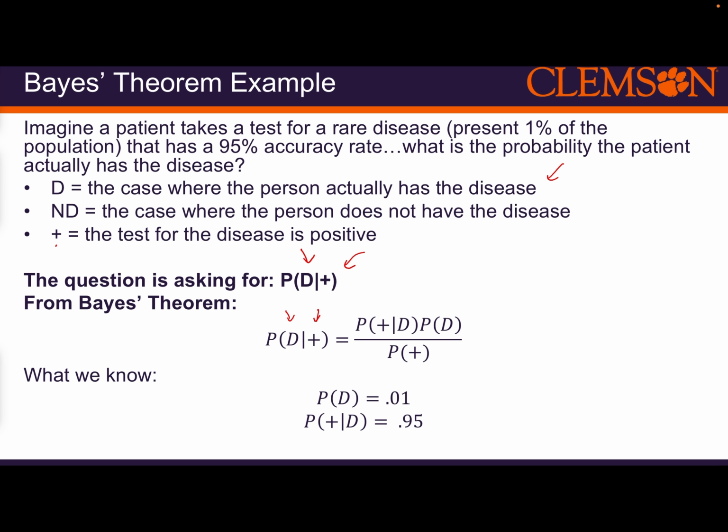What we need to figure out is the probability of a positive test given they have the disease. That's what this term is. And then the prior probability of having the disease overall. So the probability of a positive test given that they have the disease is the accuracy rate of the test. It's 0.95. And we know from the story problem setup that 1% of the population has the disease. So that's the prior probability. Those are the numbers that go in the numerator.